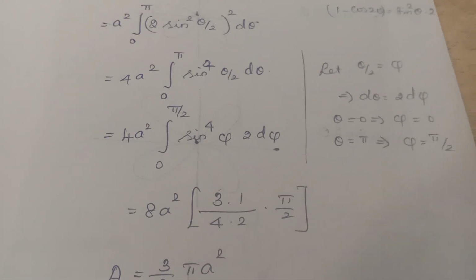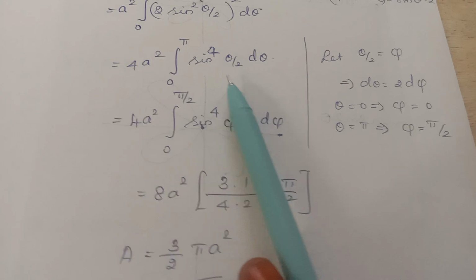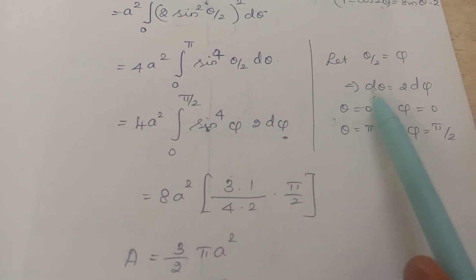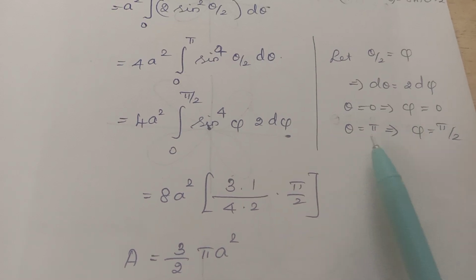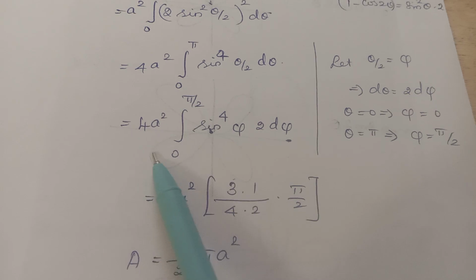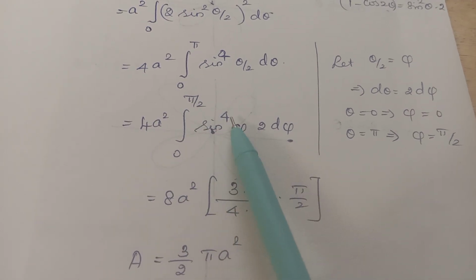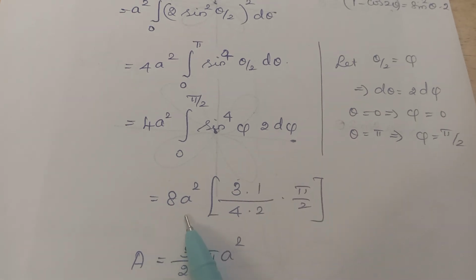Right, now let me take theta by 2 equal to phi for simplifying the integration. I am taking it like this. So that means d theta equal to 2 d phi. So theta equal to 0 implies phi is also 0. Theta equal to pi implies phi equal to pi by 2, isn't it? So 4a square integral 0 to pi by 2 sin power 4 phi 2 d phi. So it's equal to 8a square.